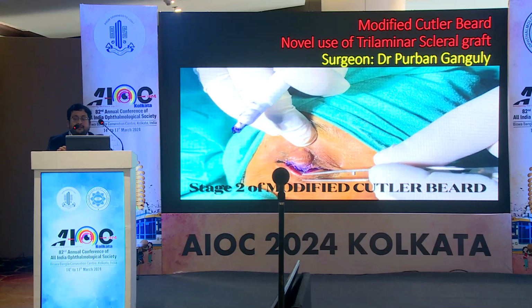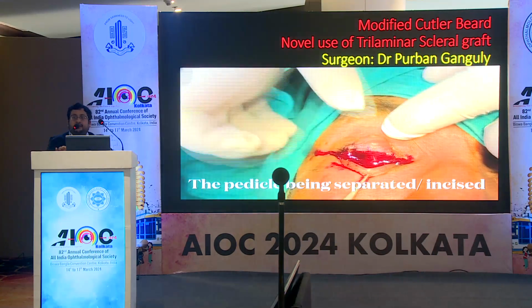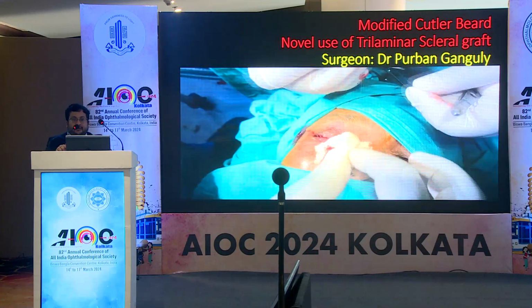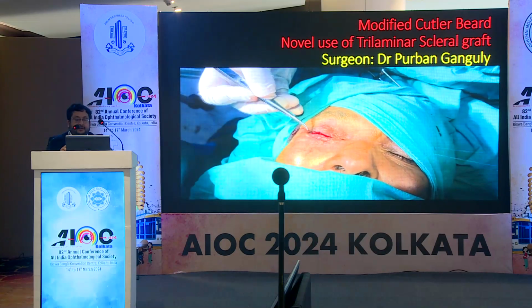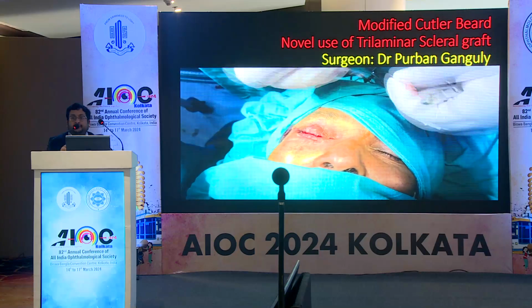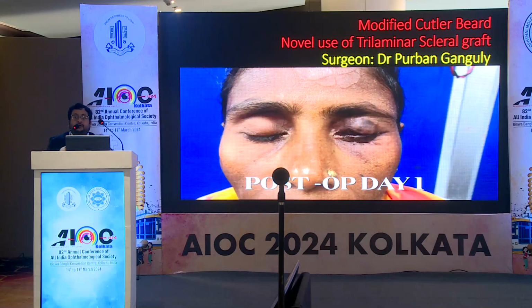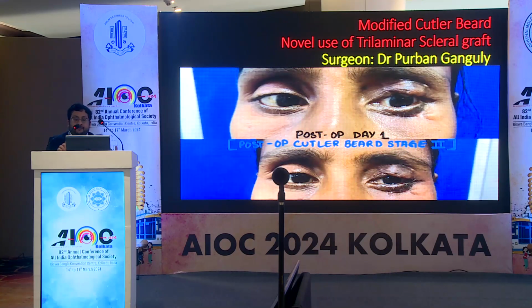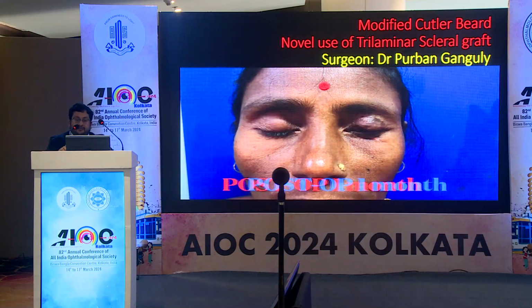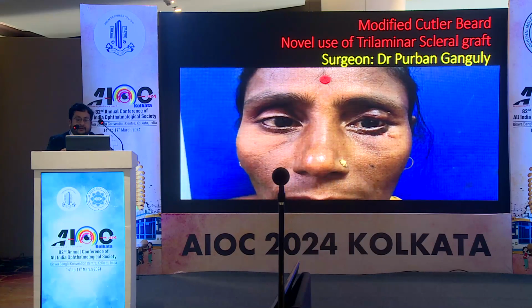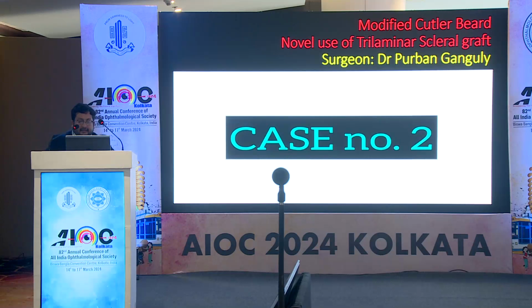Now while doing the stage 2 procedure, we have to be very careful, because in conventional Cutler-Beard there is no tarsal replacement. The convexity of the margin should be downwards, and while putting in this suture fashioning the gray line, we have to be very careful to put the knot on the skin and not below, because if the knot is below, it will cause corneal aberration. This is the first month post-op, and we will see another short case video where a similar technique has been done.